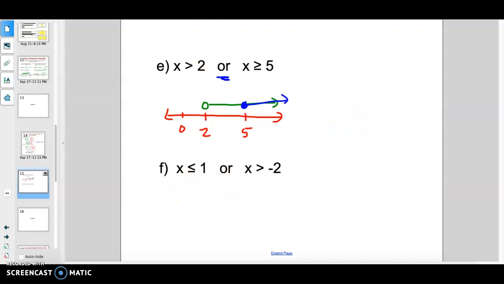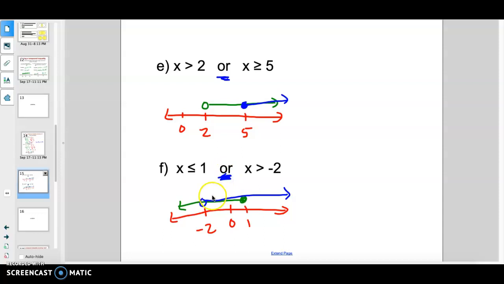For the next one, I've got -2 and 1, and then 0's in here. If I started with x ≤ 1, we've got a solid dot at 1, and then less than 1. And then an open dot at -2, and then it's greater than -2. So we're going to go greater than -2. So right now what we've graphed is everything on this line. Because "or" is everything, we ended up graphing all the numbers on a number line. So we've got all real numbers here because of the "or" situation.